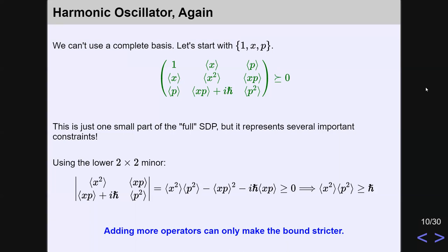Finally, note that in this case, a bunch of constraints were dropped, right? So secretly, out here, there are diagonal elements that look like x squared, p squared, and so on. There's a whole bunch of constraints that have been dropped, but adding more operators only makes this lower bound stricter. So if I do this calculation, I can look at the lower bound and say that the ground state energy is definitely at least that high. It could be higher. So this is sort of dual to the variational principle in that sense.